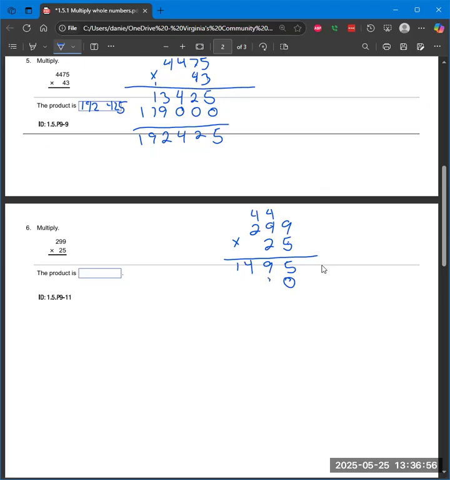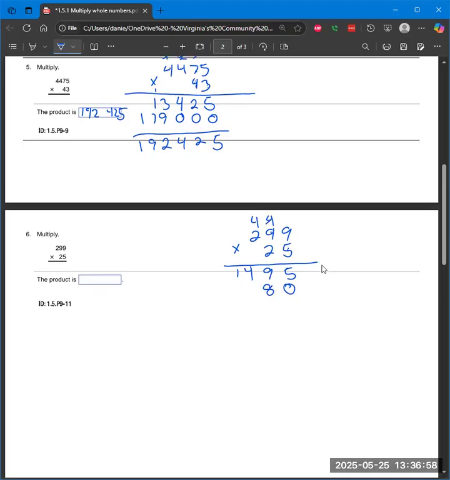2 times 9 is 18. 18 plus 1 is 19. 2 times 2 is 4, plus 1 is 5. 5 plus 0 is 5. 9 plus 8 is 17. 1 plus 4 is 5, plus 9 is 14. 1 plus 1 is 2, plus 5 is 7. So I have 7,475.